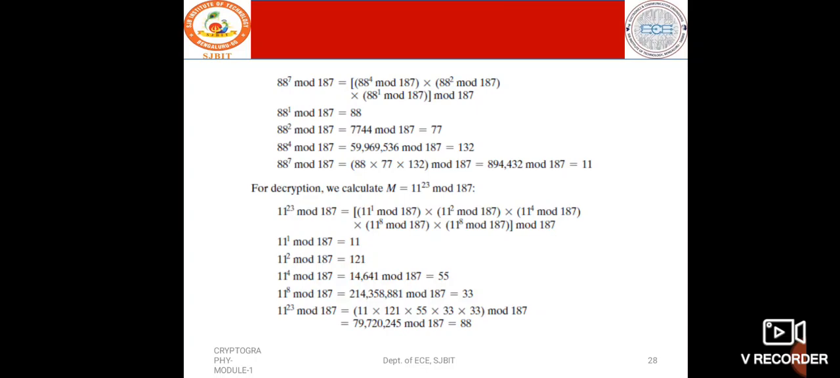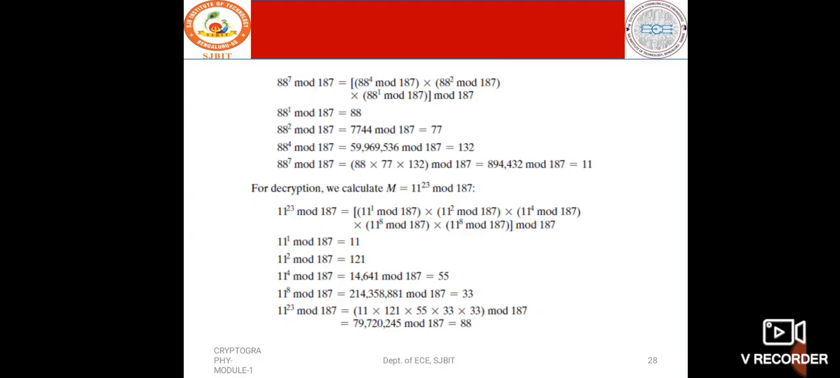If we calculate the mod of all these values, first 88 to the power 1 mod 187 gives 88. This is because when 88 is divided by 187, we get the remainder as 88. 88 square mod 187 gives the result as 77. 88 to the power 4 mod 187 gives the result as 132. 88 to the power 7 mod 187 gives the result as 11.